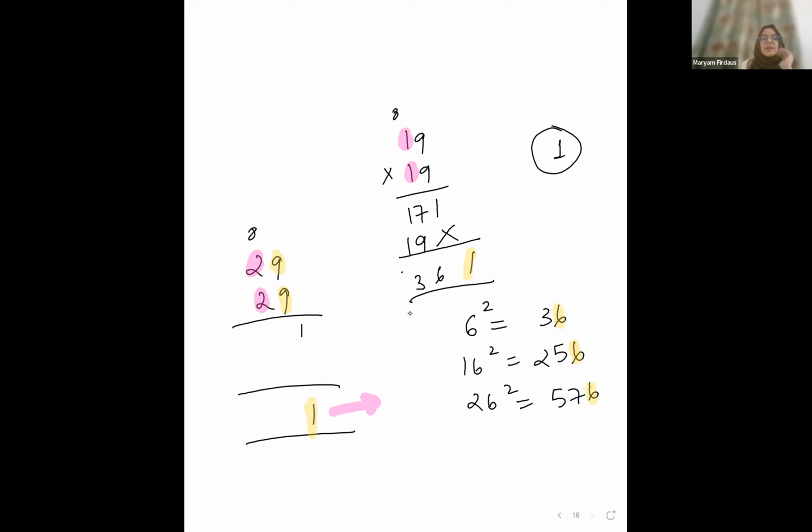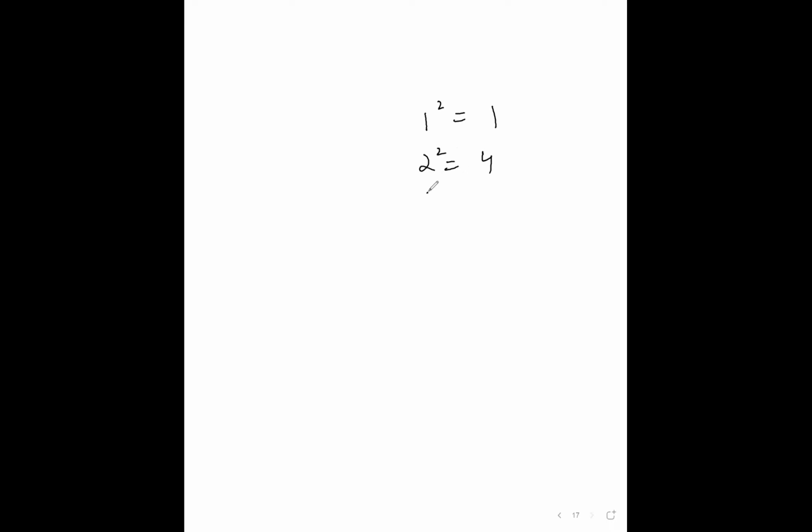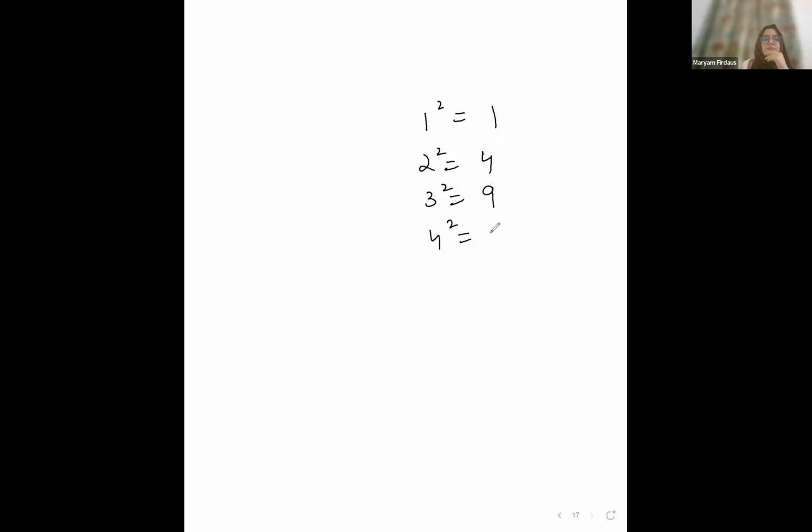So just make a list of these things. 1 square is 1. 2 square is 4. 3 square is 9. 4 squared is 16. I'm going to focus on the digit 6.